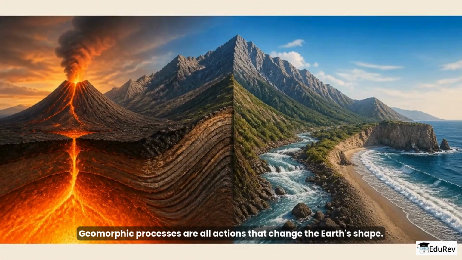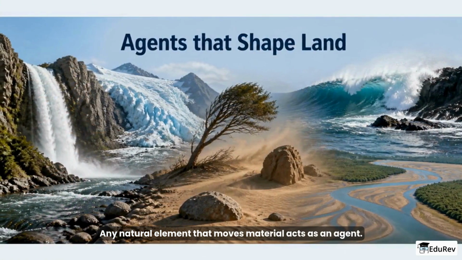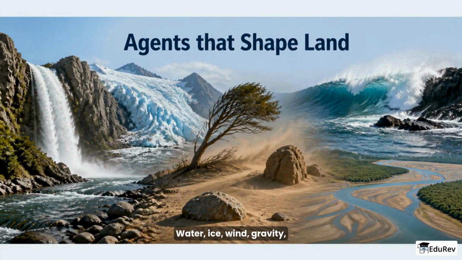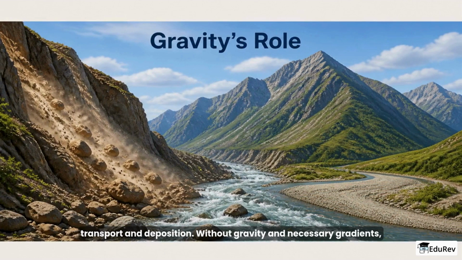Geomorphic processes are all actions that change Earth's shape. They include two big groups, the internal endogenic and the surface exogenic processes. Any natural element that moves material acts as an agent. Water, ice, wind, gravity, waves and currents all carry material and shape land. Gravity controls downslope movement and strongly affects erosion, transport and deposition. Without gravity and necessary gradients, many geomorphic processes would stop.